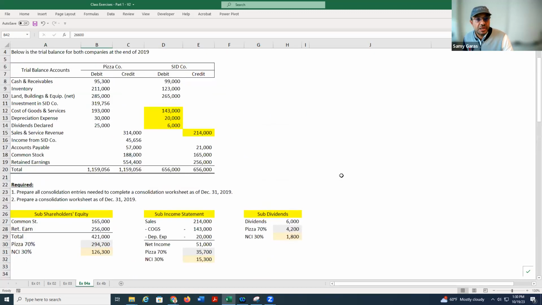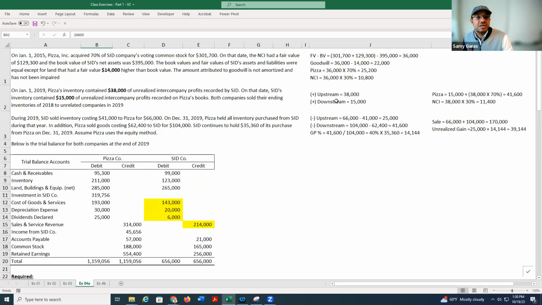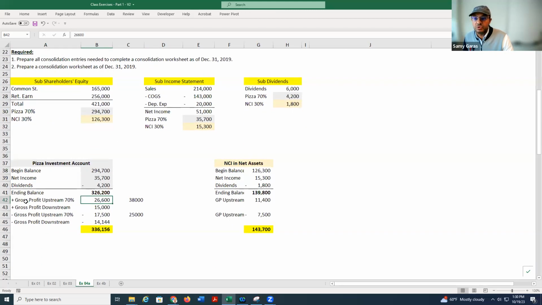Then we go up here to get the upstream and downstream from last year and the upstream and downstream from this year. And here it shows that we have upstream 38, which I divided between the parent 70% and the subsidiary 30%. The downstream will go completely to the parent, and the upstream at the end of the year, 25, will be divided between the parent and the subsidiary. And the downstream will be calculated for the parent.